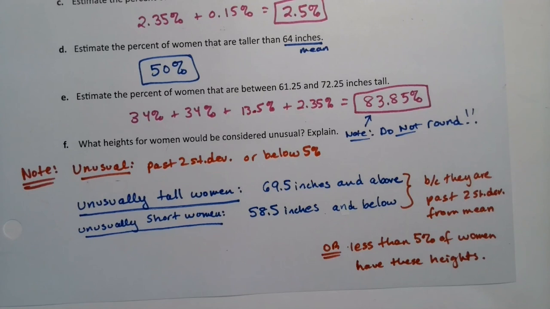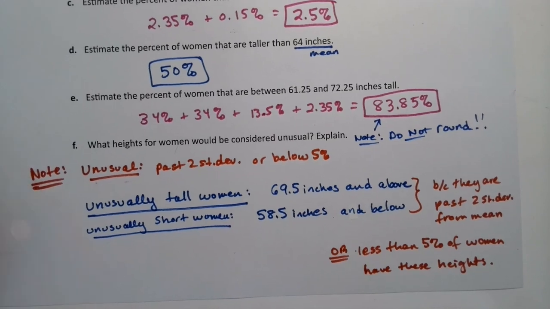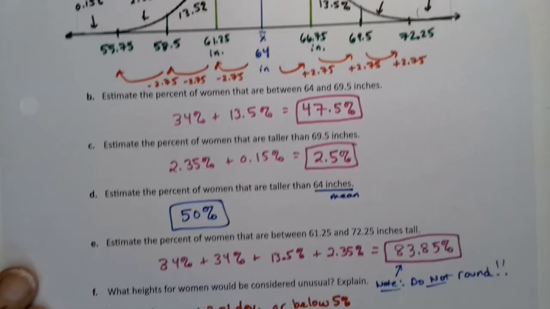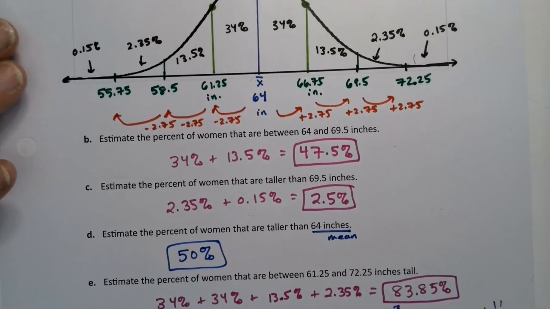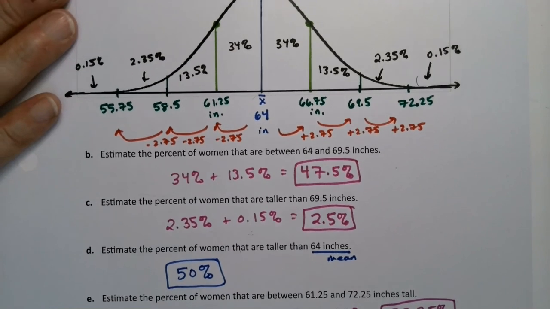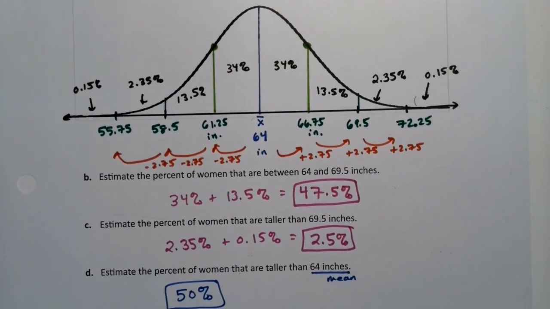So you can see, once you have that empirical rule all drawn and written and labeled, then these questions actually weren't too difficult because they're using the percentages and the labels that are already part of the graph, which is wonderful. So it makes it easier for you. But you have to do a very good job with this. So I can't stress that enough.